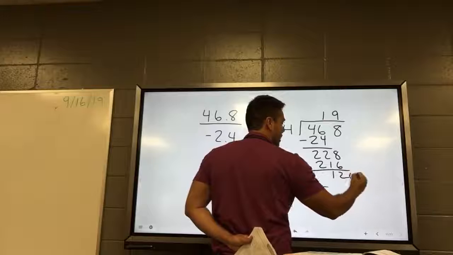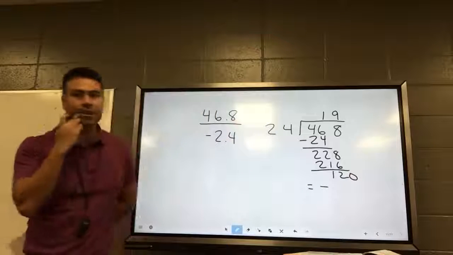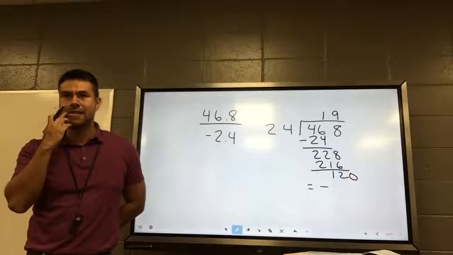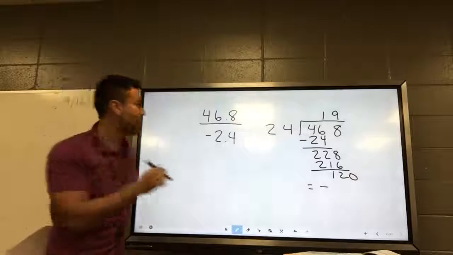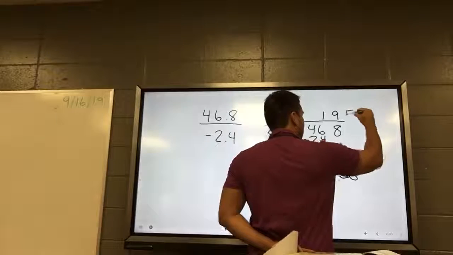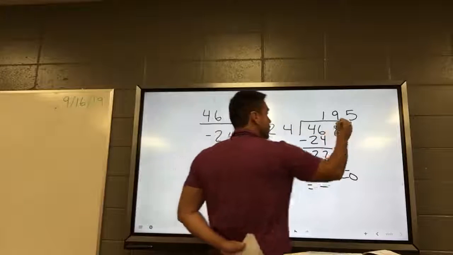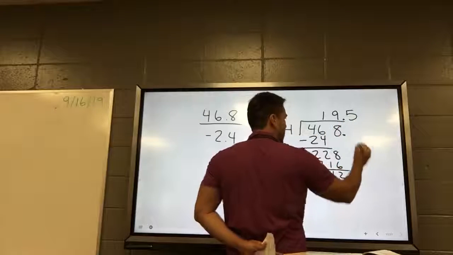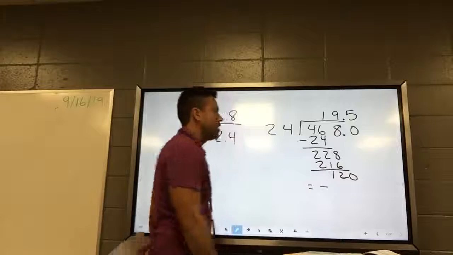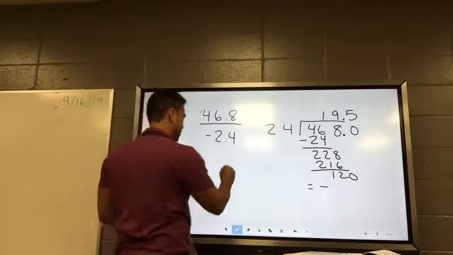That's 12. Bring down a 0. 24 goes into 120, 5 times, evenly. Where's my decimal place? Between the 5 and the 9, right here, because it was right here. Boom. 19.5. Positive or negative?